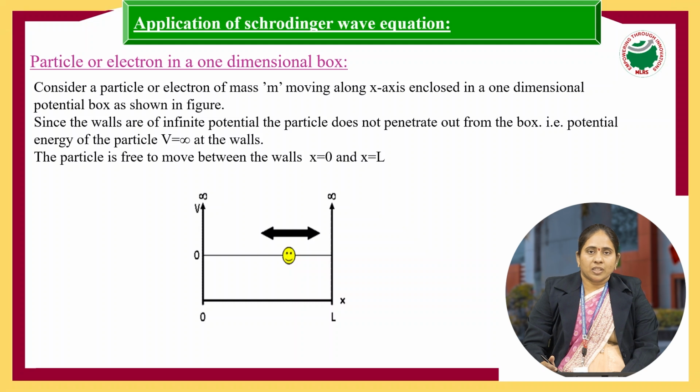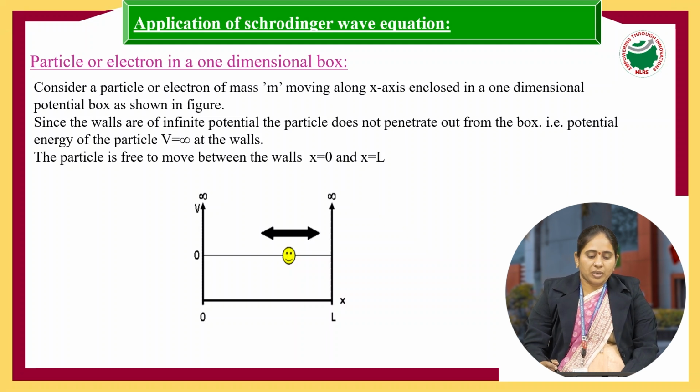Here we are considering one material particle, which is an electron. But here the electron is kept inside the potential box. What is the energy of this electron? Let us go for the derivation. The derivation here is entirely mathematical, an application of Schrodinger wave equation.